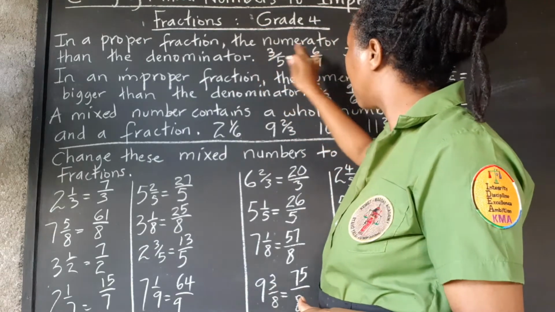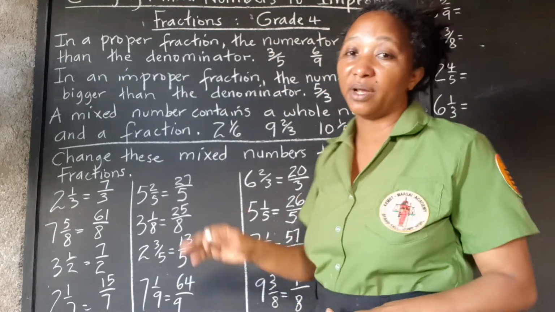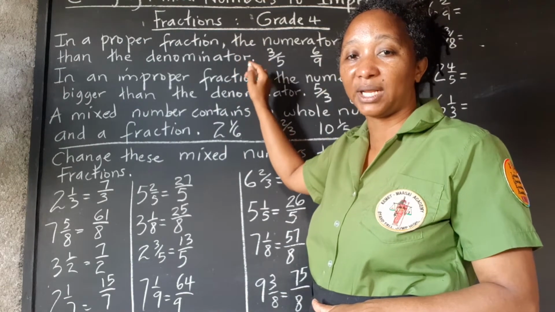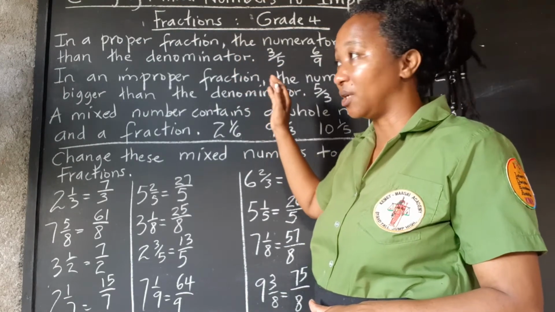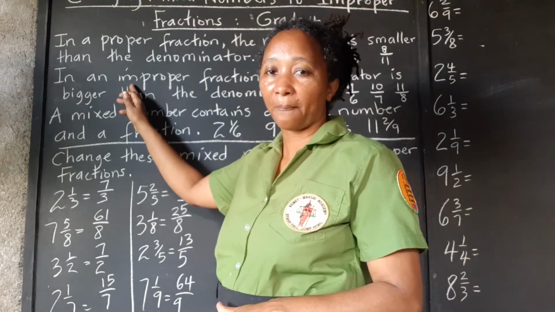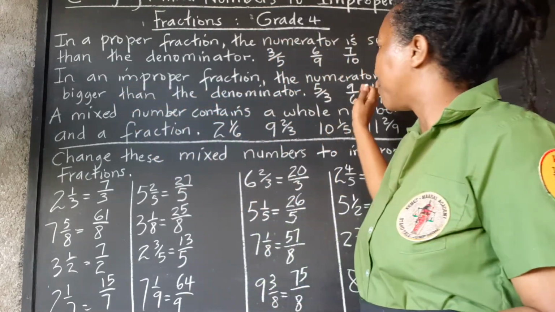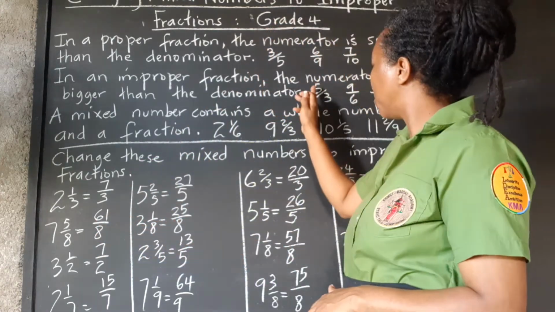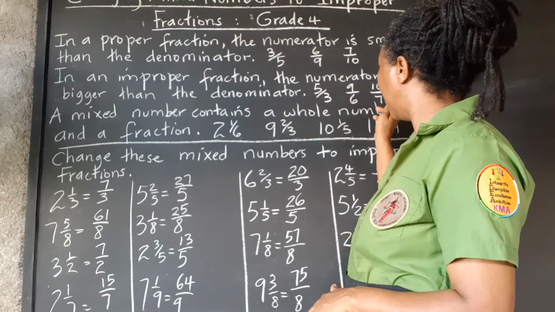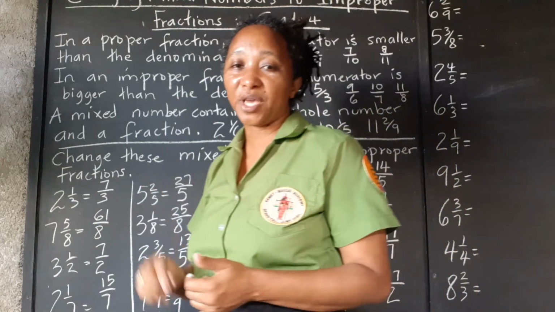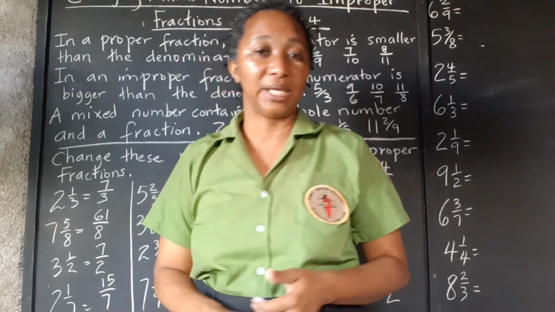These are proper fractions or common fractions. The number at the top, the numerator, is smaller than the number at the bottom, the denominator. In an improper fraction, the numerator is bigger than the denominator. So the numbers at the top are bigger than the numbers at the bottom. The numerator is bigger than the denominator.